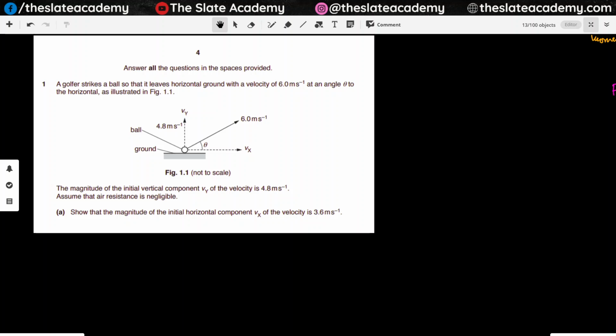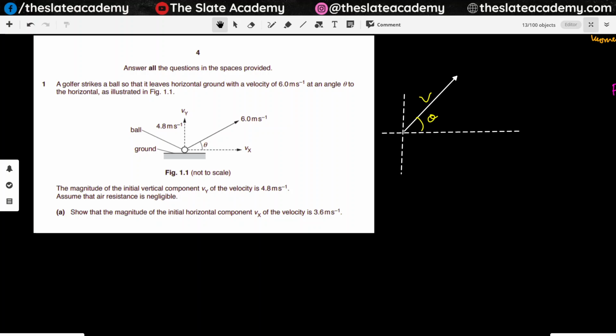So a quick refresher, whenever I've got a vector which is acting at an angle to the horizontal. Here I've got a vector which is at an angle to the horizontal. Here is the horizontal surface and here happens to be the vertical surface. This particular vector is making an angle theta with the horizontal. Let's call this vector V.